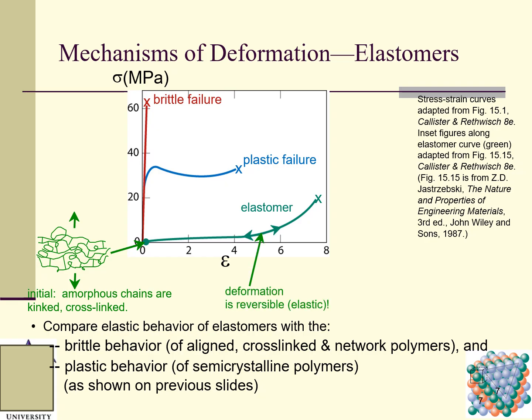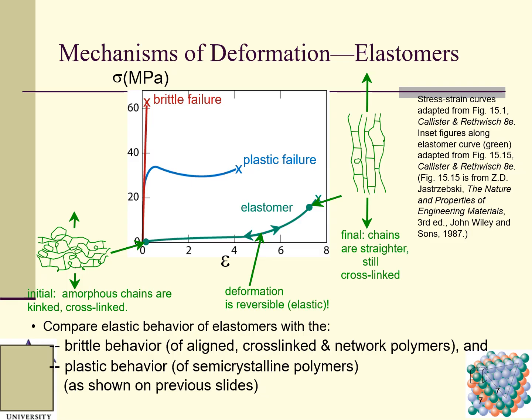So here is a deformation. This is an elastomer. Deformation is reversible, elastic, and goes up and goes down. You can tell the two parts are coincident, so they go up and go down. Here, finally, the chains are straighter and still cross-linked. If we compare this figure with this figure, we can see the chains are straighter, but still cross-linked.